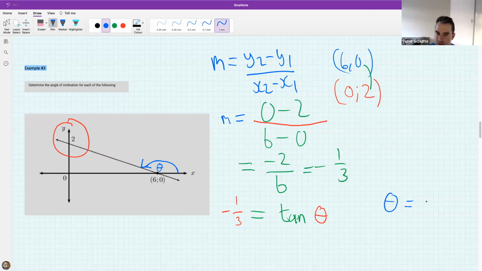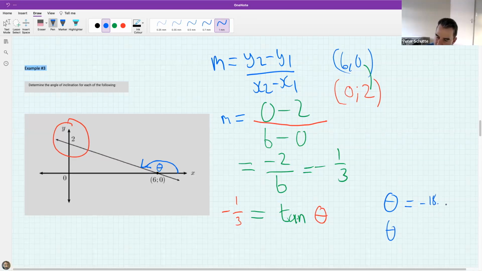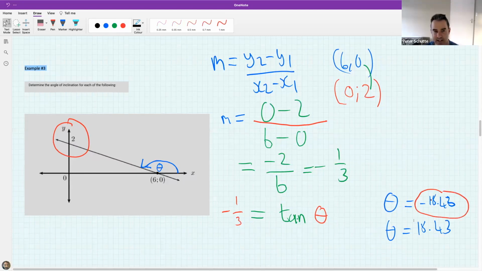Pop it in the chat. Aha, we're getting, I like it. Get those values going. There's something interesting happening here. So some students are saying it's minus 8.43, and some students are saying 18.43, but it seems the majority of students are saying negative 18.43.